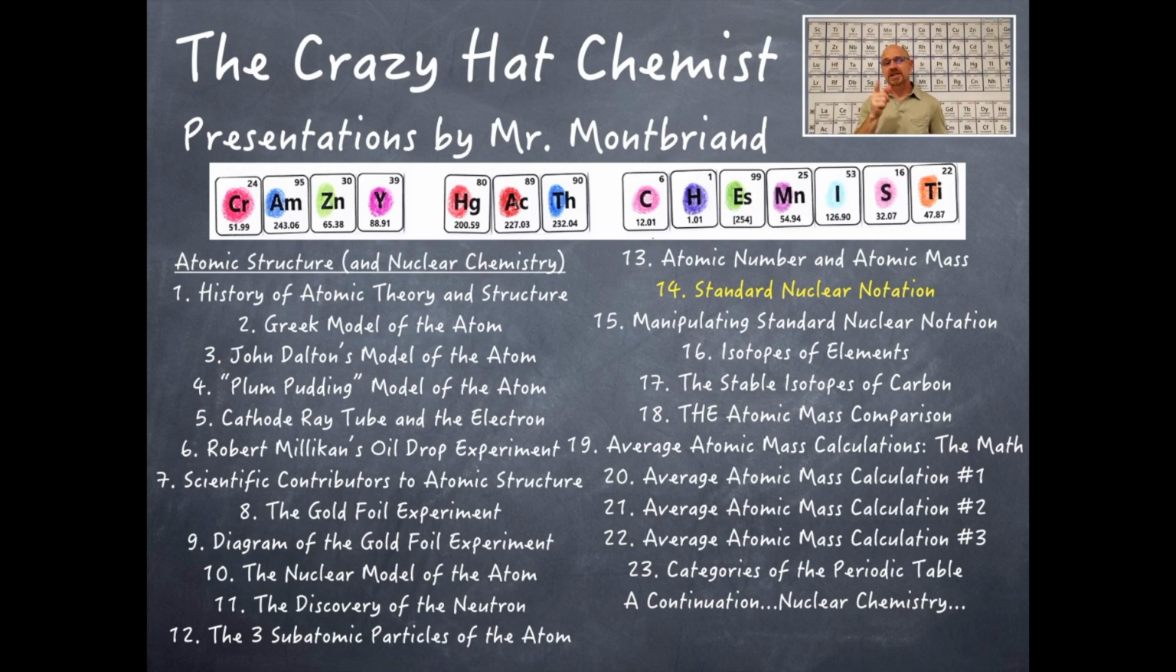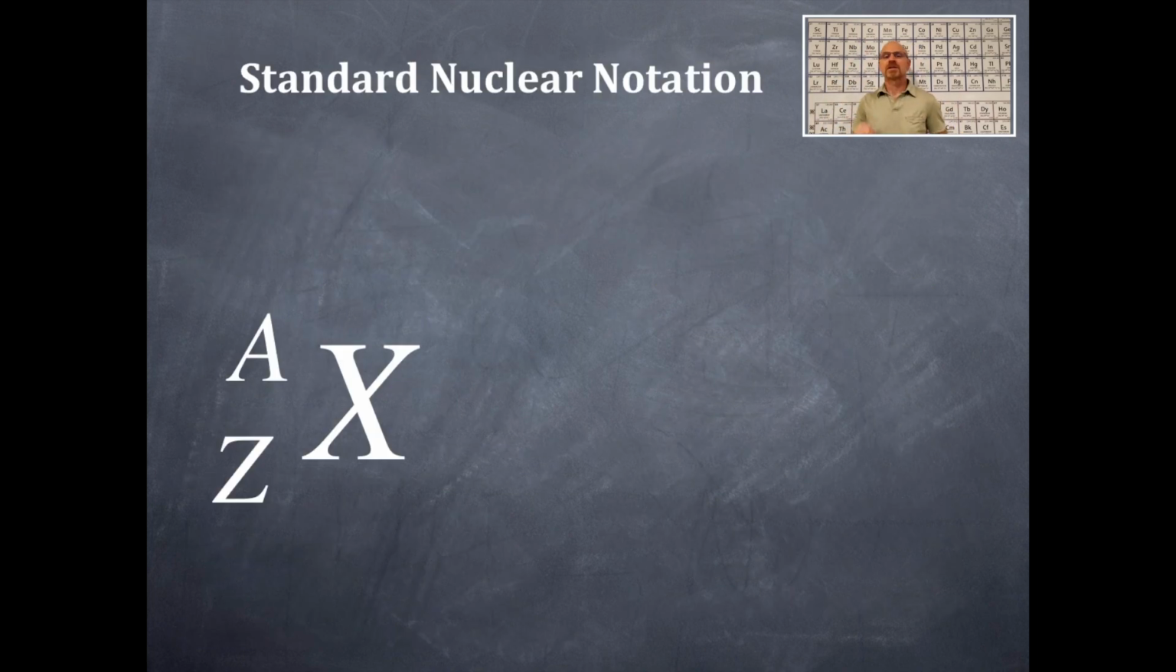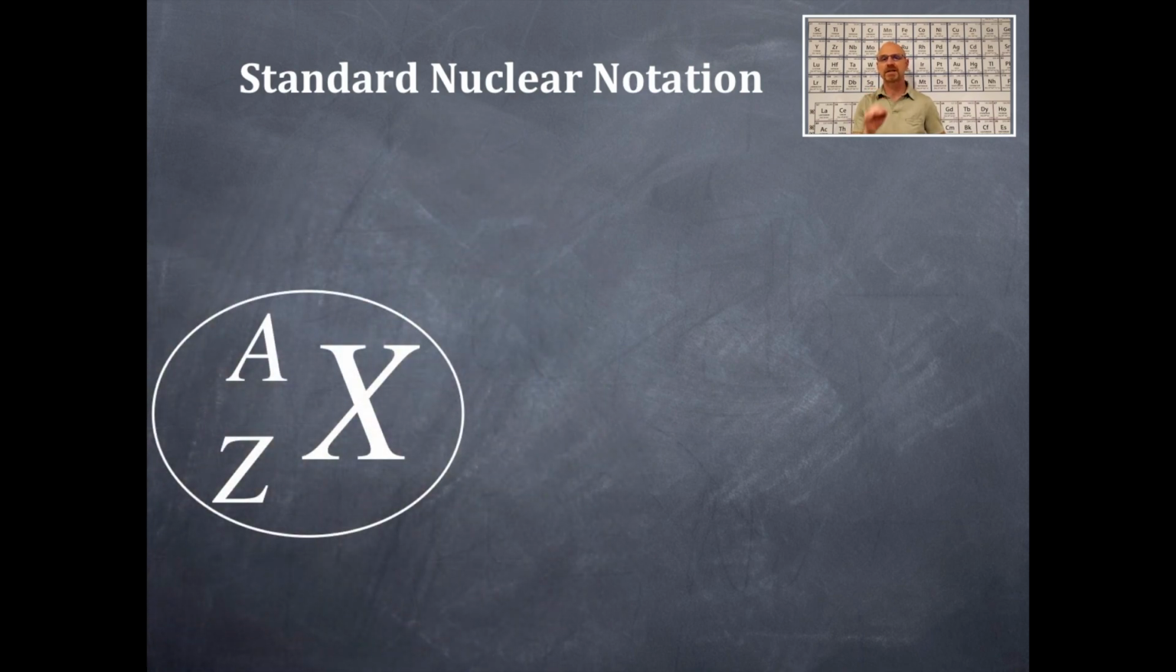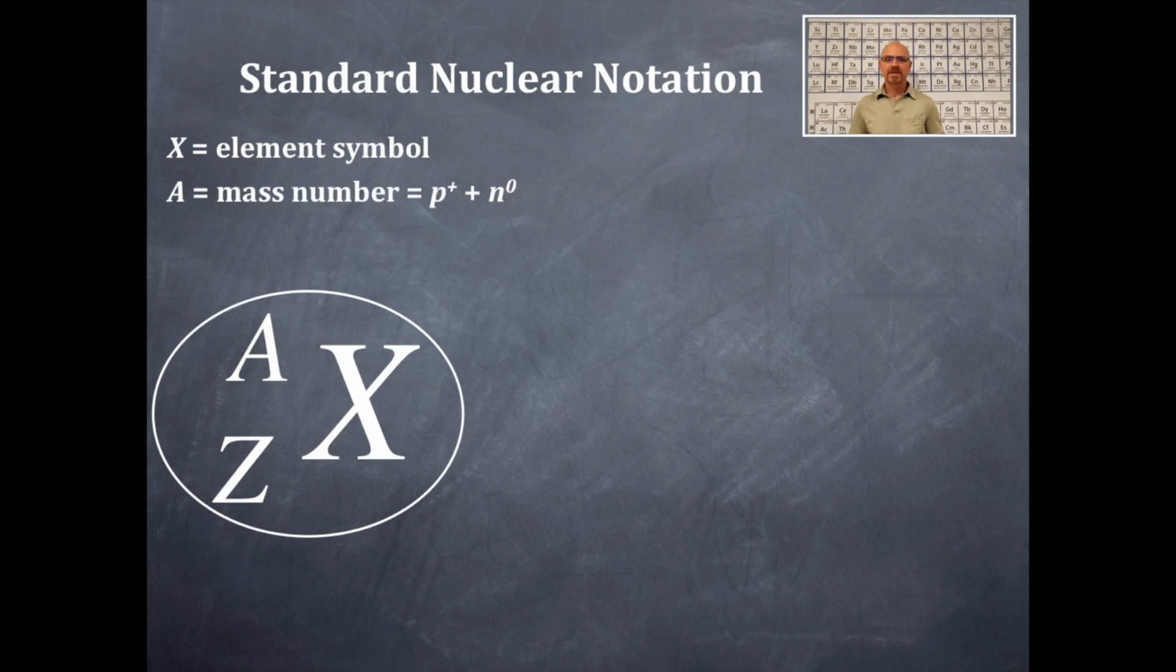14th video on atomic structure. Bam! So we're going to be talking about standard nuclear notation today. And you can see that right in this circle here is the standard nuclear notation. A, X, Z. The X is for the element symbol. The A is for the mass, and that is the mass number, which is the sum of the protons and the neutrons. We discussed that in the previous video.